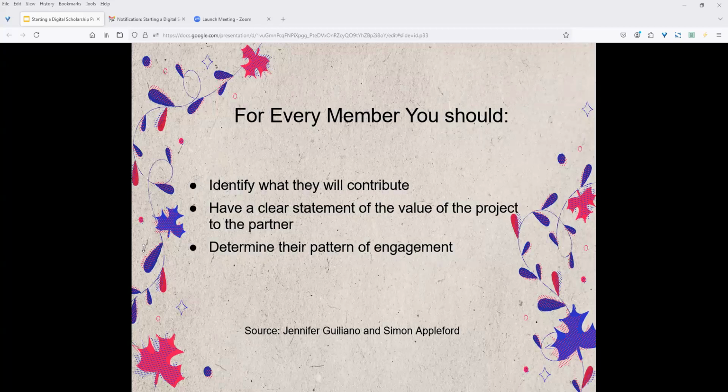So when you do line up your members, you should identify what they will contribute, have a clear statement of the value of the project to the partner, and you should determine their pattern of engagement. So each member should be clear on what it is that they will contribute, have a clear written statement of the value of the project to the partner and determine how and when the member will engage the project, okay? These tasks will be managed by the project manager who will hold meetings, delineate the tasks, keep everyone on board, so to speak.